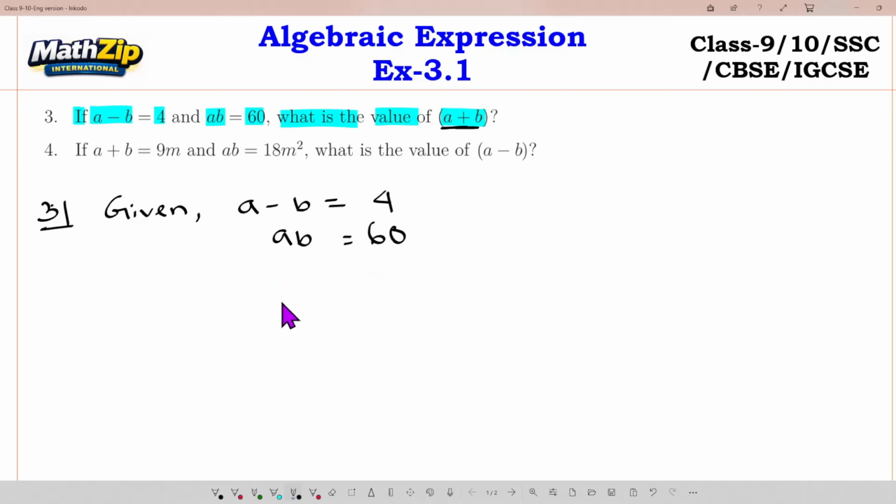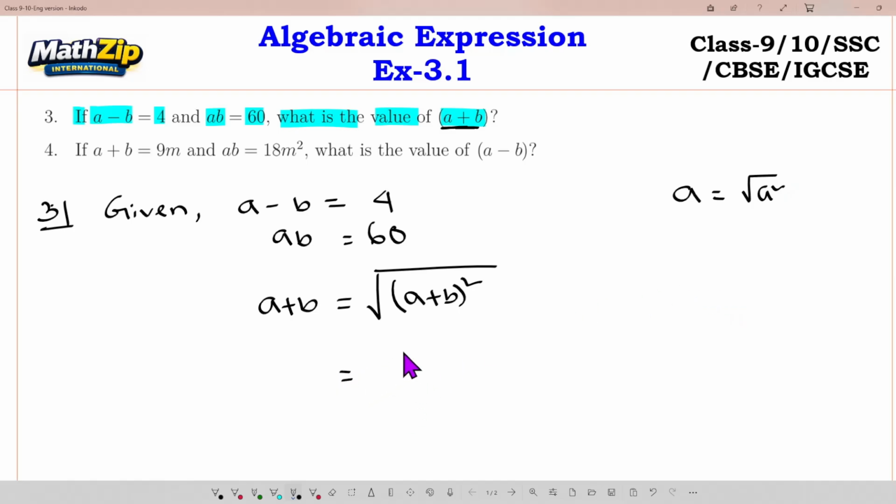This a plus b, we can write as root of a plus b whole square. How? A, we can write as root a square. Now we know a law of identities: a plus b whole square means a minus b whole square plus 4ab. Now we can put this value.